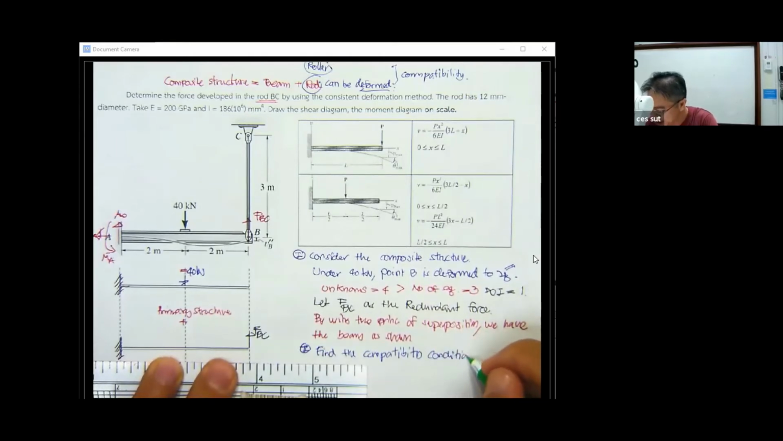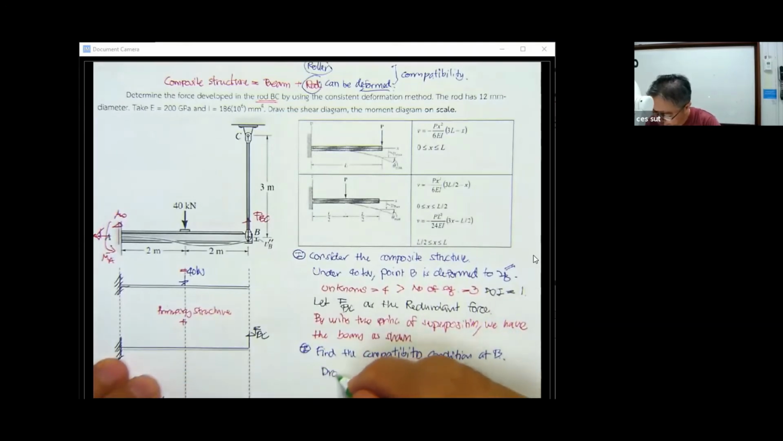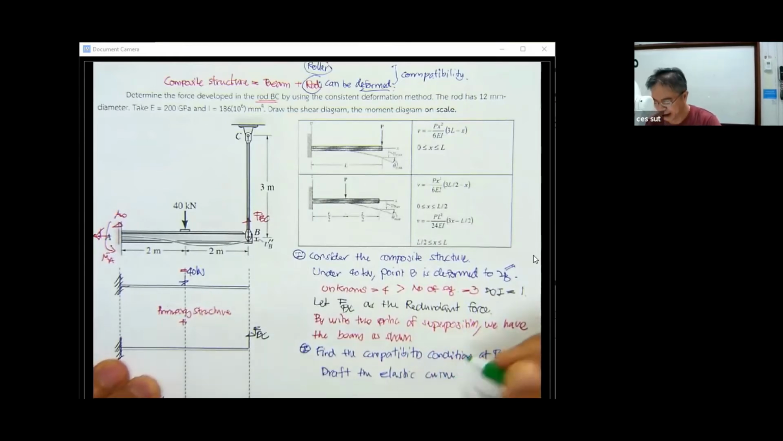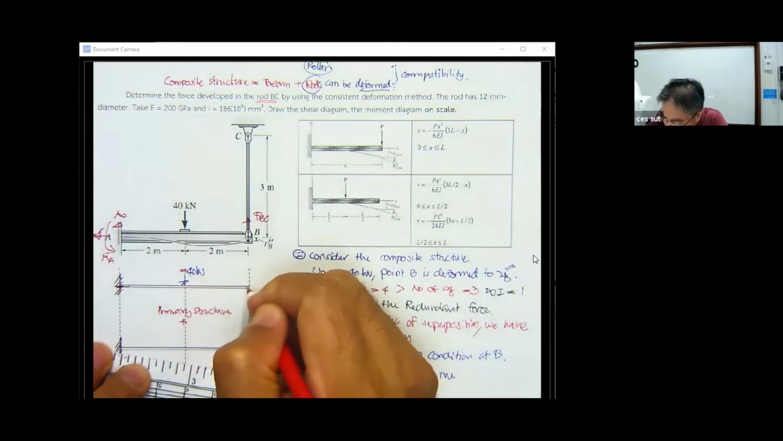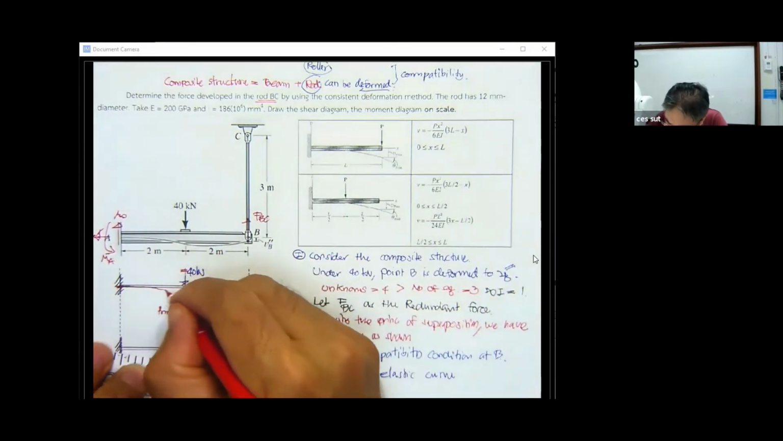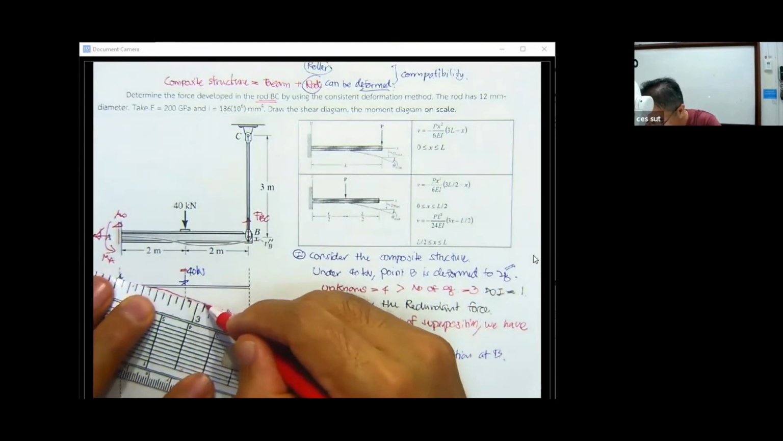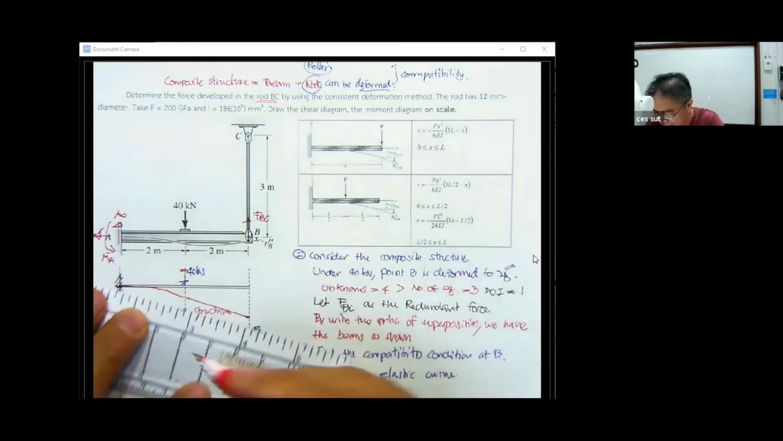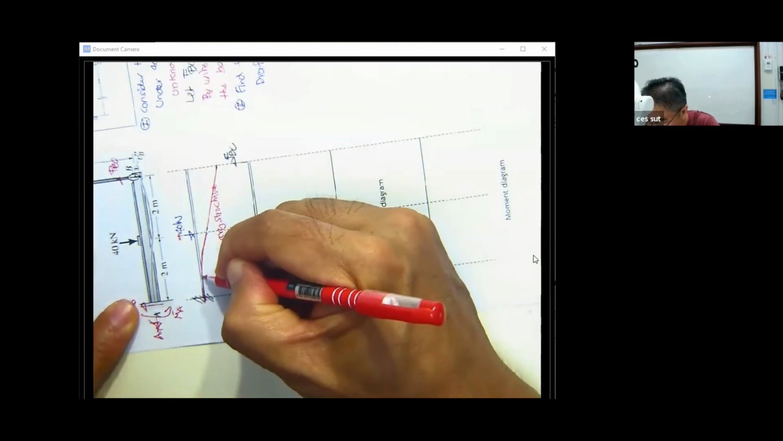At B. Okay, at B. And what different? We got to draft the elastic curve. Okay, and then what we have is this structure is going to fix here, and since there are no forces over here, the deflection on this portion is curved, but the deflection on this portion is going to be linear. Okay, it's going to be linear, and this is going to curve.